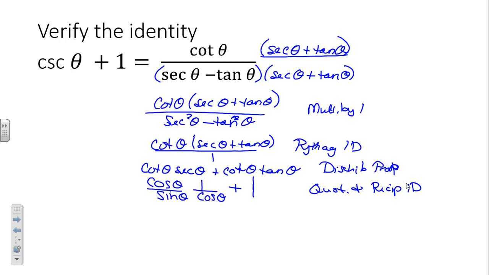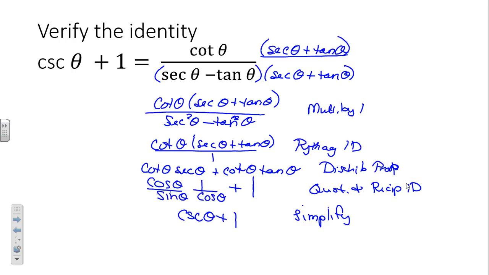That's from these guys. Cotangent is 1 over tangent, so 1 over tangent times tangent is plain old 1. We don't want to lose that guy. And then drop the cosines. 1 over sine is cosecant. And that's what we're trying to get to. So that was just simplify. Not too bad, right?